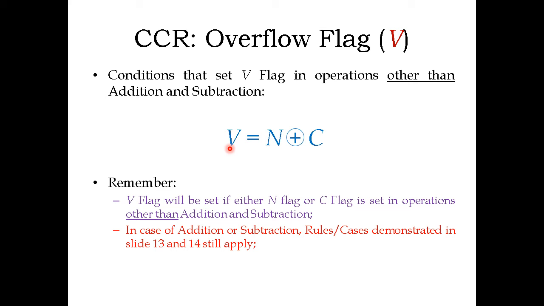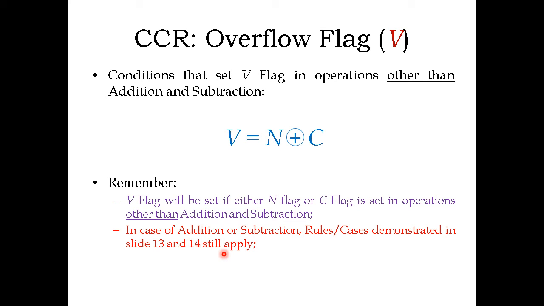Again, this is only in case of operations which are not addition or subtraction. Because you know the rules for addition and subtraction, right? In the previous slide, you have seen the rules. This is for the case when you are doing some other operation which is not an addition or a subtraction, but you are trying to determine the result of the operation, and also the V flag based on the operation. Okay? Be careful. In case of addition and subtraction, the previous rules still apply, that you have seen in the previous slides.